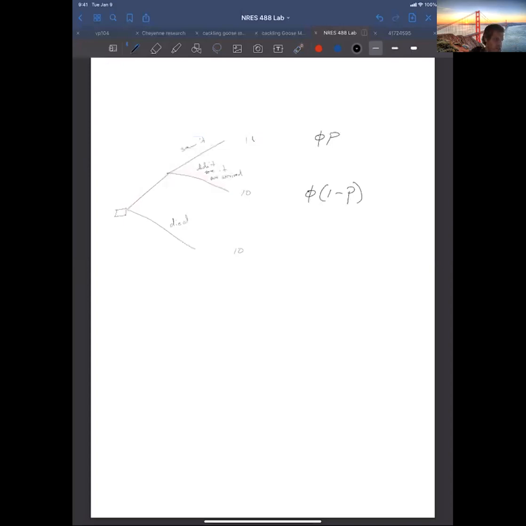Now, if it died, it dies with probability 1 minus phi. That's how it would get to this case here. The probability of that happening, of it dying, is going to be 1 minus phi. We don't know what phi and p are. We're going to use our data to estimate what phi and p are. We'll use R mark to do that. So we'll have capture histories that look like this.